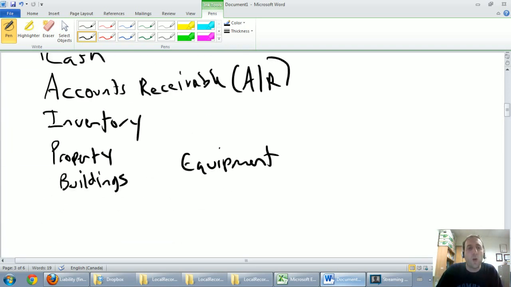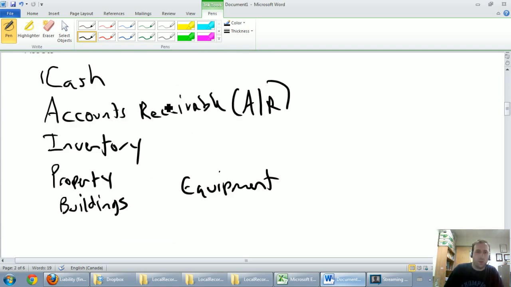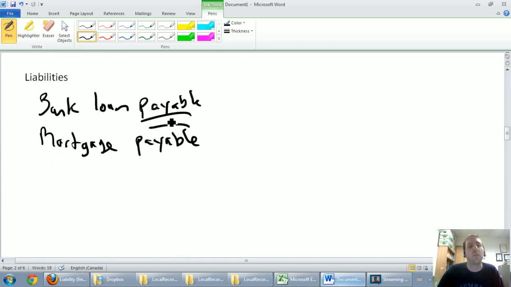I quickly glossed over accounts receivable before, but again, if it's got the word receivable, you can be sure it's an asset. Anyway, back to liabilities. All the things a company can owe.